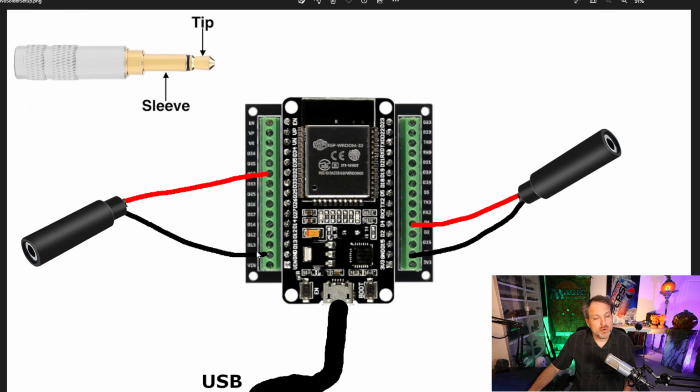The black one will always go to the ground in the bottom here, and for the red one, D33 will work, D32 will work. It all depends on what button you want to press. So I have it hooked up to D32, and on the other side I have the ground, because there's a ground on either side of the board, and in this case I use D4.